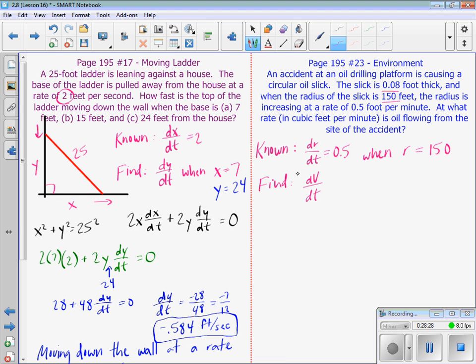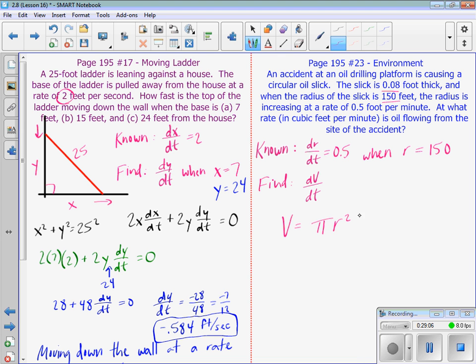So we have the circular oil slick on the water, right? And it's got a little bit of thickness to it, which is why it's a volume and not just an area, okay? What's the height of this circular slick? 0.08. Okay, so that's the height. So how do I find the volume of a circular cylinder? I take the area of the base and I multiply by the height. The base is a circle, so how do you find the area of a circle? Pi r squared. Okay, so I've got pi r squared, and then I multiply by the height.